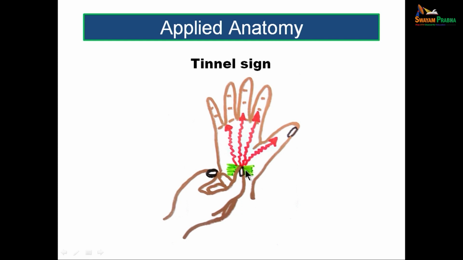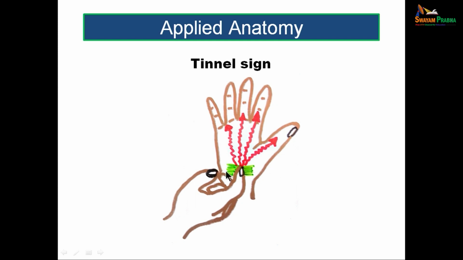Tinel sign also can be positive if you tap the flexor retinaculum area, that is the area between the lateral and the medial pillars of the carpal bones. The lateral pillar area which you can identify on the surface is the tubercle of scaphoid and the crest of trapezium lying on the lateral side, and on the medial side is the pisiform and the hook of hamate.